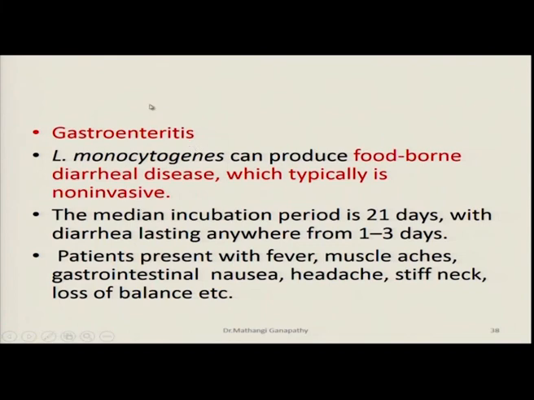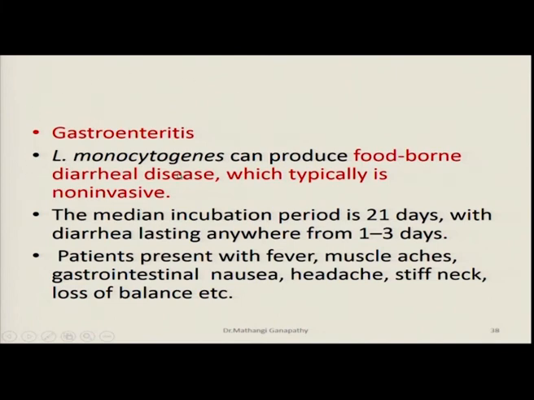The last case is the gastroenteritis type of infection, which is a foodborne diarrheal disease, which is typically non-invasive. In all the other three cases, it is invasive. The gastrointestinal manifestation is non-invasive. The incubation period is 21 days and the diarrhea would last anywhere from 1 to 3 days. So as a food industry person, if you are going to talk about foodborne Listeria monocytogenes, we would be more concerned with gastroenteritis.